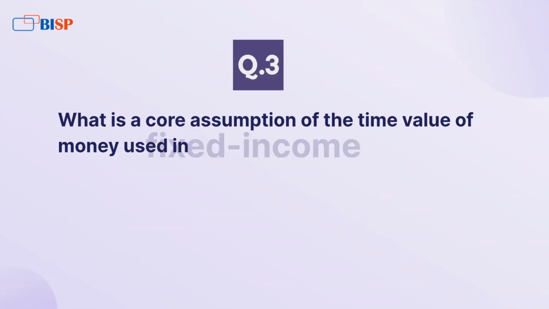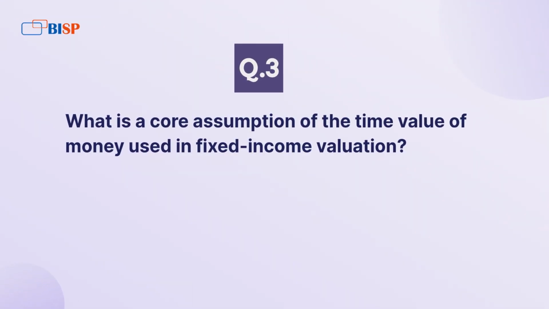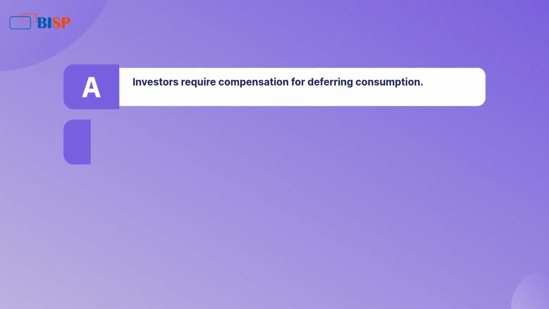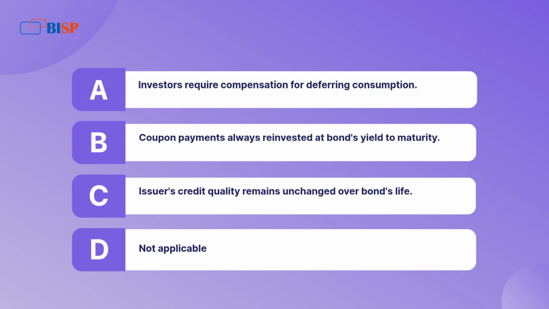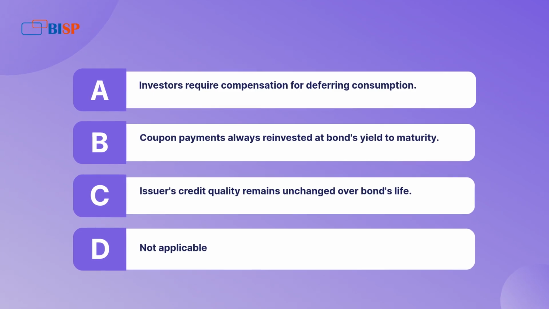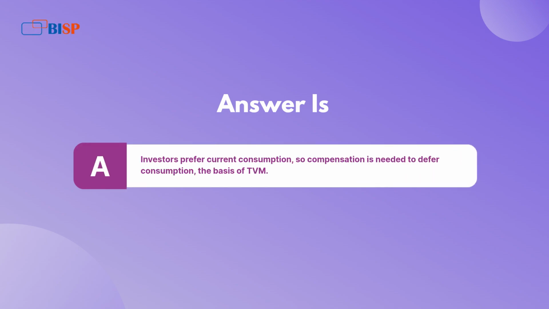What is a core assumption of the time value of money used in fixed income valuation? A. Investors require compensation for deferring consumption. B. Coupon payments always reinvested at bond's yield to maturity. C. Issuer's credit quality remains unchanged over bond's life. D. Not applicable. Answer is A. Investors prefer current consumption, so compensation is needed to defer consumption, the basis of TVM.